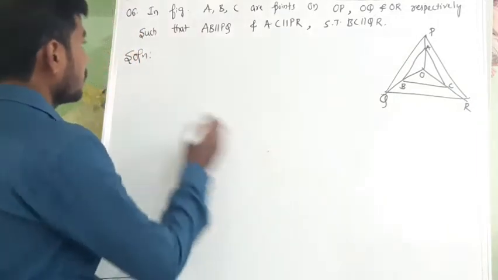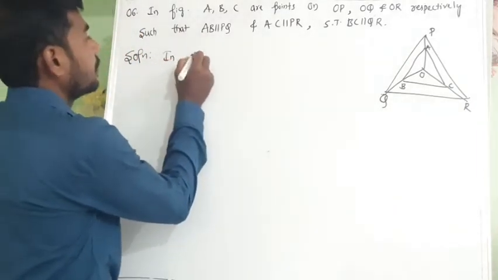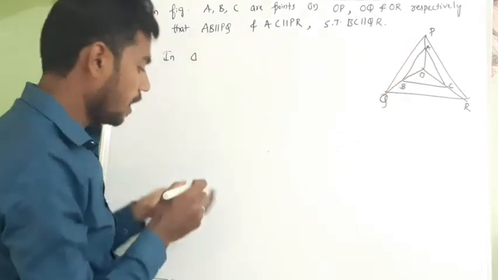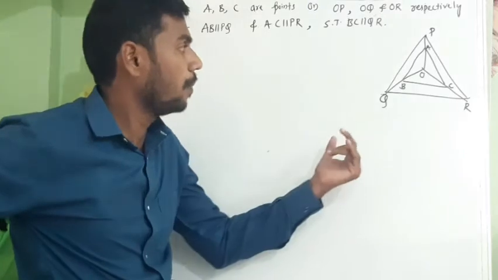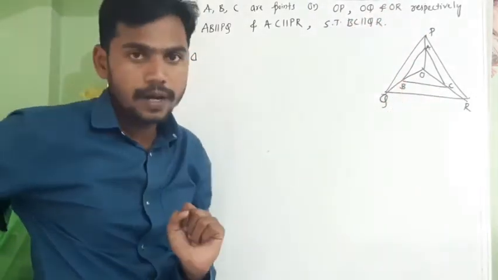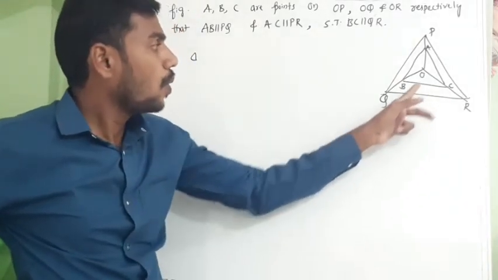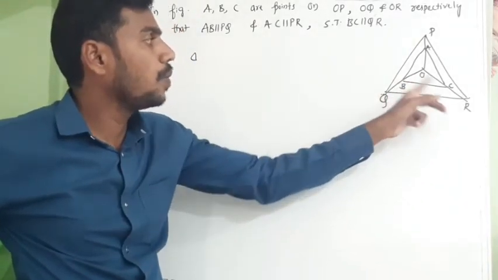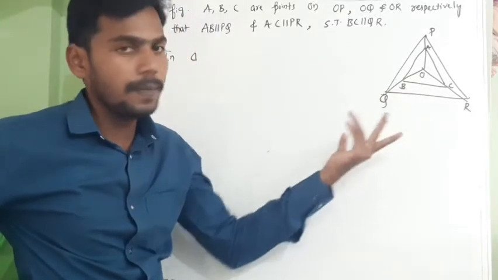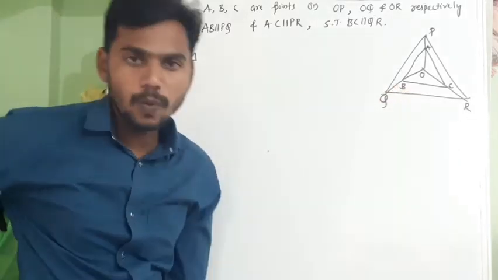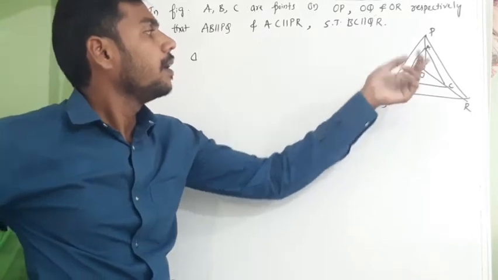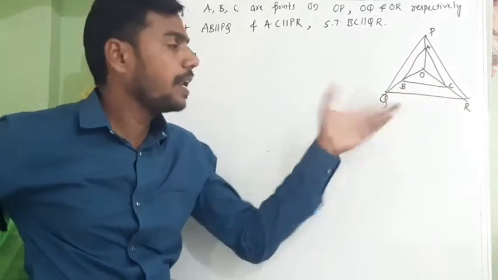Now, in triangle POQ, see, before that I'll tell you in what way we need to approach the problem. How can I show BC is parallel to QR? If I am able to prove OB by BQ is equal to OC by CR, then obviously I can say through the converse of BPT, BC is parallel to QR. If BC is parallel to QR, then only OB by BQ will be equal to OC by CR. So that only I need to prove.